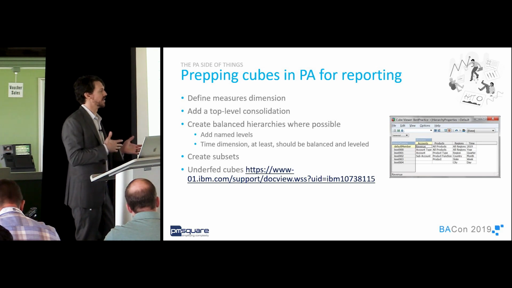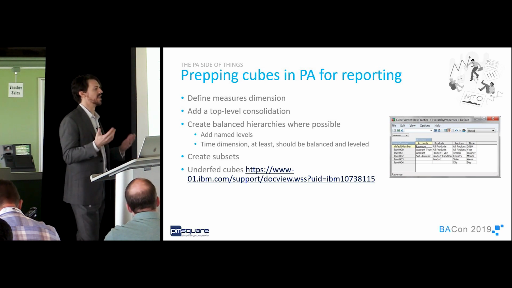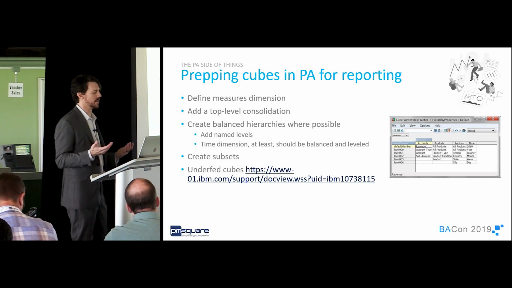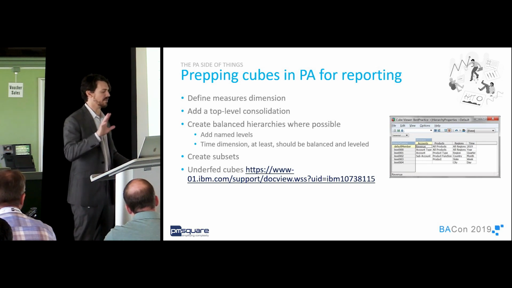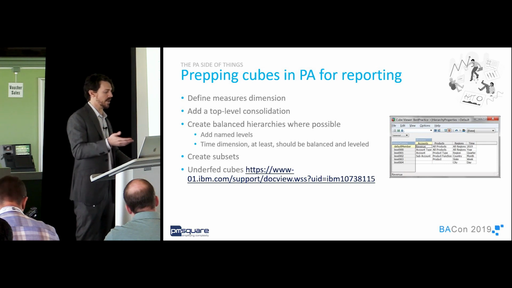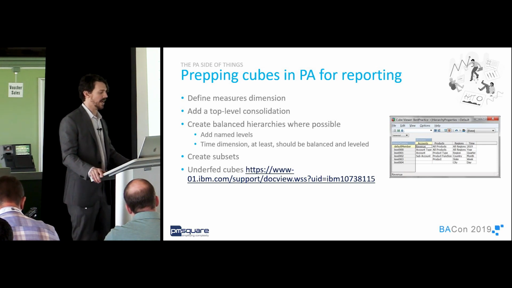And then for other dimensions, just talk about whether it makes sense. If they are balanced, then it could make sense to add named hierarchies. That opens up a few other dimensional functions in Cognos reporting, which can make it a little easier to interact with your data. But you don't have to force it. If you truly have a ragged dimension, that's fine. You can still work with it in Cognos. It's not going to be a problem.